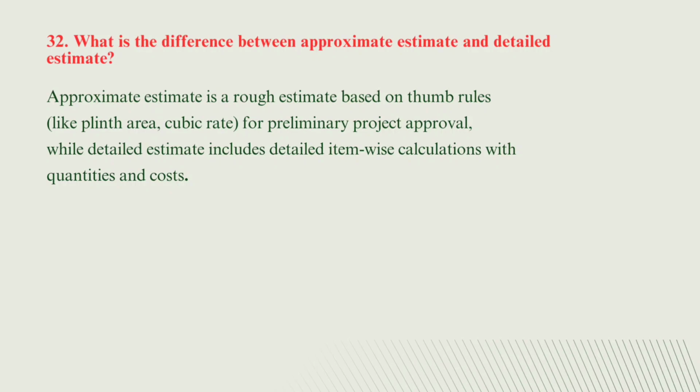Approximate estimate is a rough estimate and based on thumb rules like plinth area, cubic rate, etc. for the preliminary project approval. But detailed estimate includes the detailed item-wise calculations with quantities and cost.